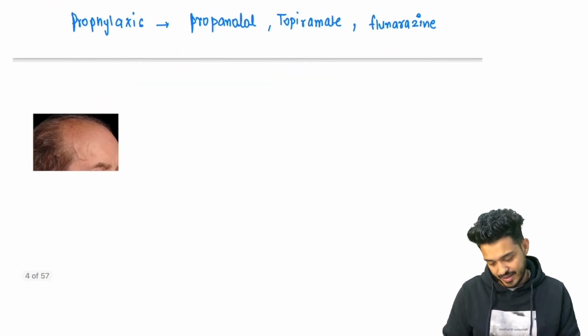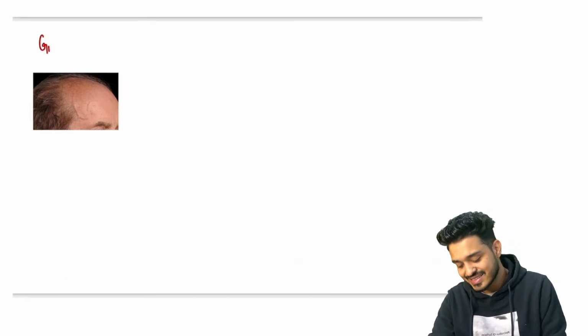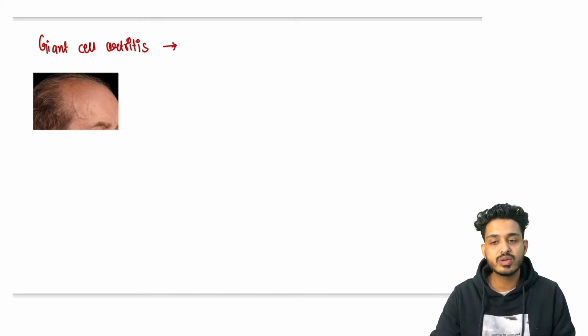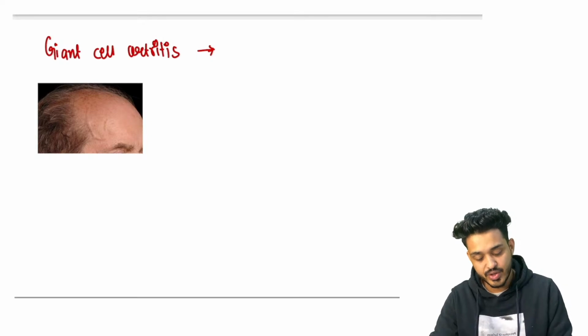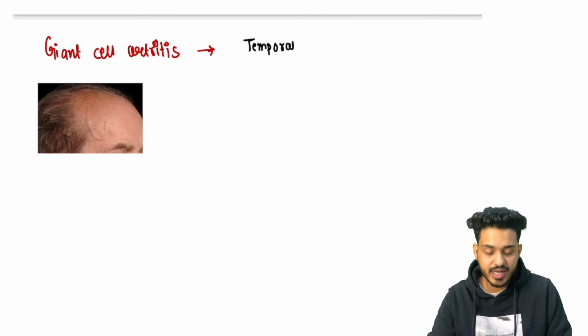That is going to be your migraine. The second thing, we have this particular image. What is this image concerned with, guys? This is your giant cell arteritis. What is the presentation? How are they going to ask you the question? They are going to give you either this image, or they are going to write in the question, temporal headache. Try to identify the keywords.